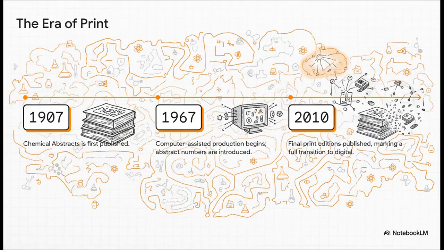This timeline really tells the story of Chemical Abstracts, the original paper map for every chemist out there. For a full 100 years, starting way back in 1907, it was the definitive guide. But check out that key year, 1967. That's when computers first started to enter the picture, introducing unique abstract numbers and giving us the first hint of the digital revolution that was coming. And then by 2010, the print era was officially over, an incredible end of an era in science history.